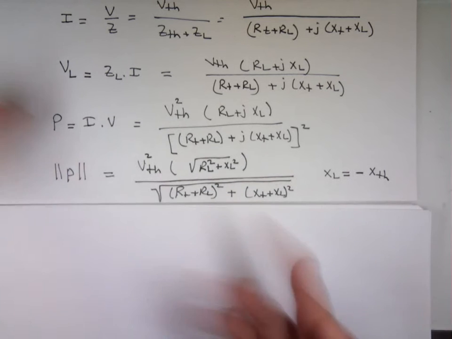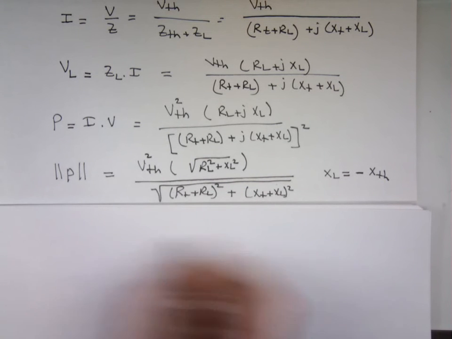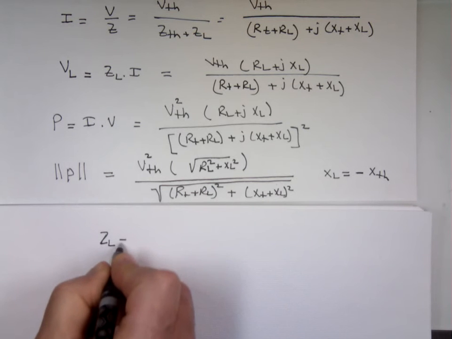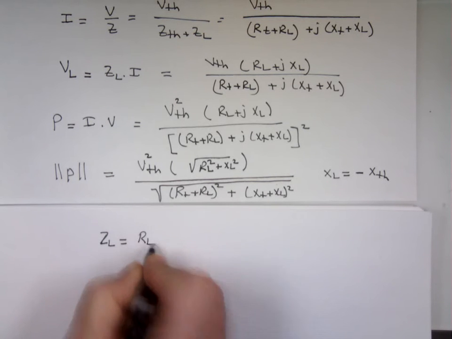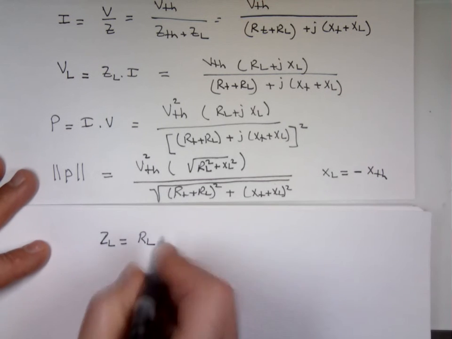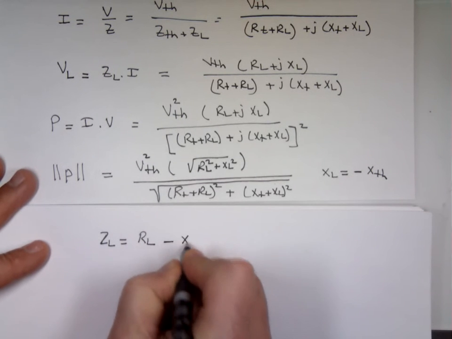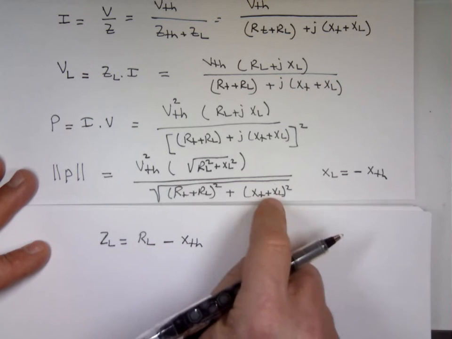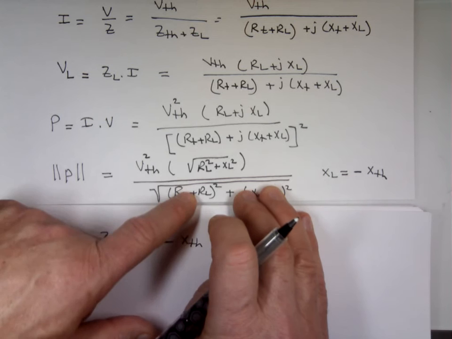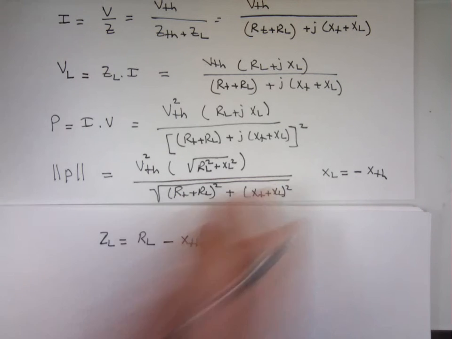And since R sub L, you can't change it, so in this case, you're saying, well, I want ZL to be R sub L, and now instead of being plus X Thevenin, I want it to be what? Minus X Thevenin. Because when this is equal to the opposite of that, this piece will disappear, and you get the smallest value on the bottom. And that'll give you the maximum power transfer.